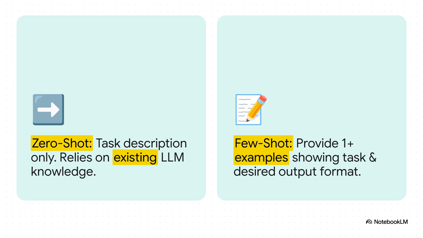With few shot, you actually include one, that's called one shot, or maybe a few examples right in the prompt itself. These examples show the model exactly what you want, the kind of task, the input style, and crucially, the output format you're after. It's like giving the model a mini lesson, helping it see the pattern. This makes a huge difference for more complex tasks or when you need structured output.